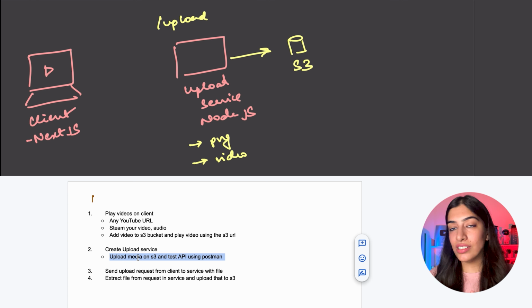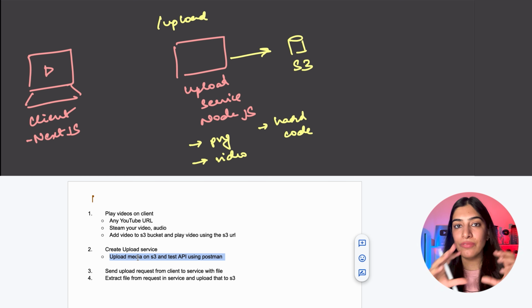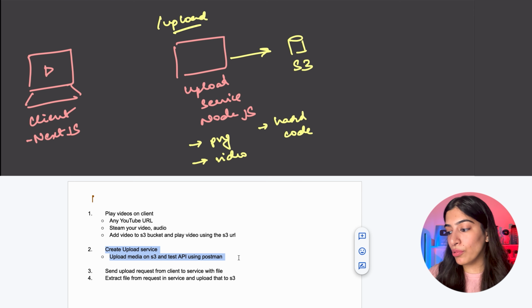And both this PNG or video, what you can do is you can hard code for now. Just add some file in your backend and try uploading that right now. So this is the first step, right? Create upload service, upload media on S3, and you can test this upload API using Postman. So initially we tested using Postman.